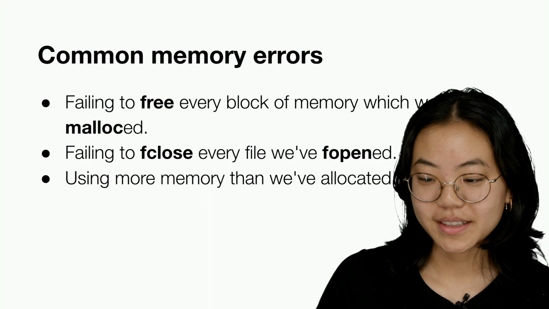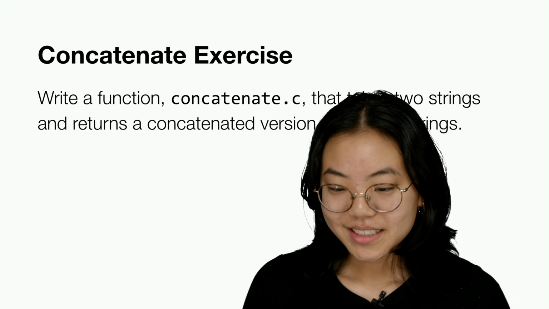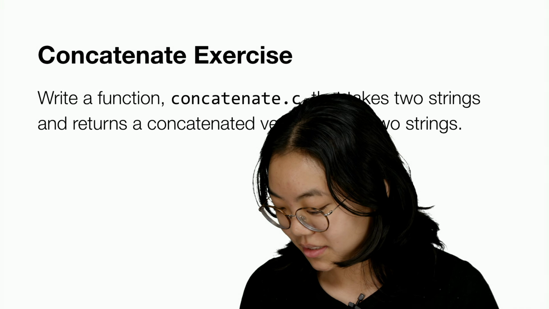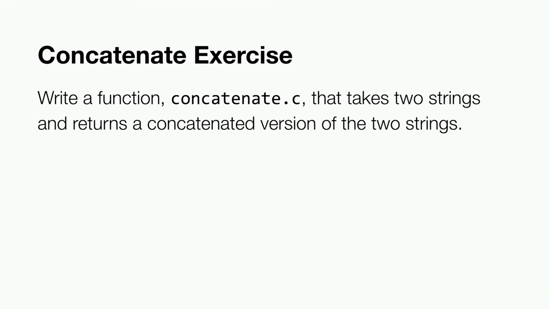Okay, we're going to get into some practice here using pointers and using malloc. So we're going to write a function called concatenate. It takes 2 strings and returns a concatenated version of the 2 strings.